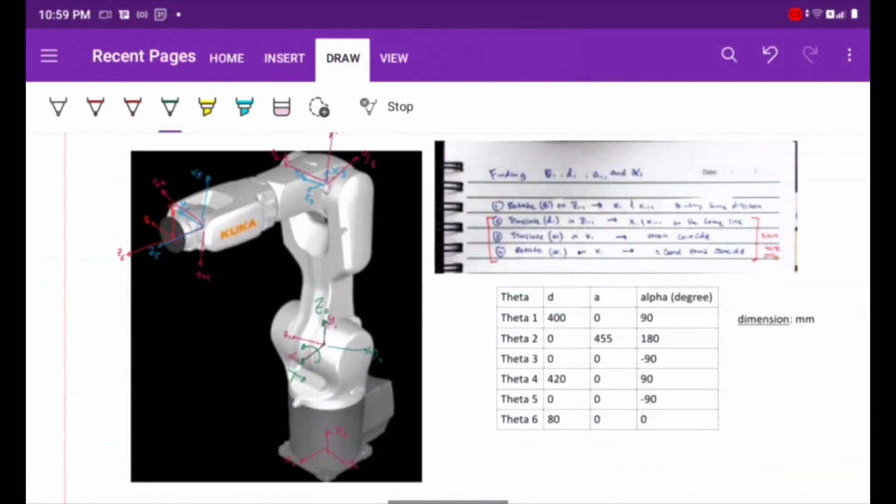And then we do the same iteration six times, and finally we get all the parameters here.